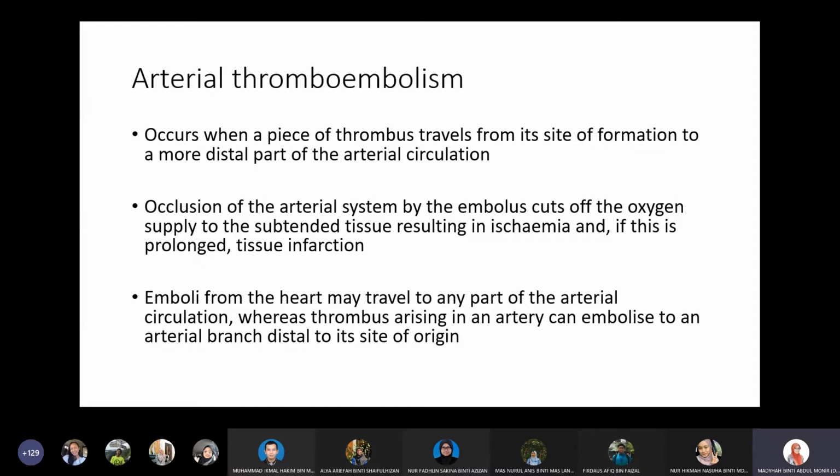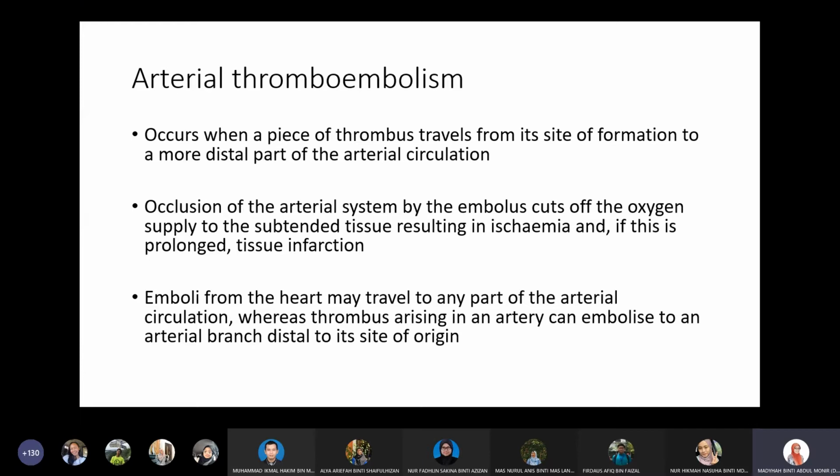All right. So for thrombosis, I have given you the definition, the formation of thrombus. Sometimes arterial thrombosis or thromboembolism can be interchangeable. Why? Because for most thrombi, some part of it will detach and become emboli. So that's why you get the term thromboembolism. Arterial thromboembolism occurs when a piece of thrombus travels from its site of formation to a more distal part of the arterial circulation.